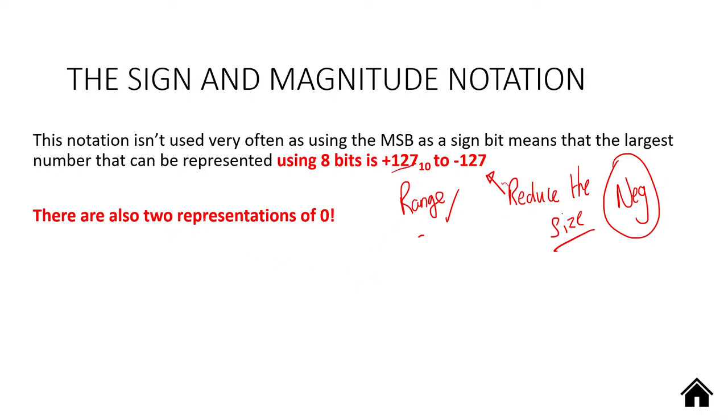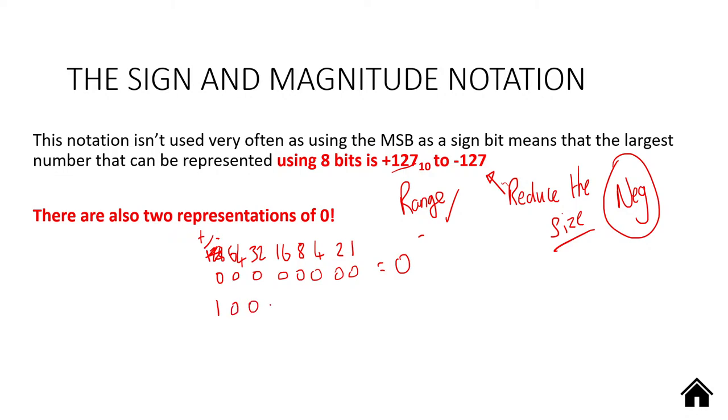Also, another negative is there are two representations of zero. What are you talking about, John? There you go. How about that? What's this? Zero, zero, zero, zero, zero, zero, zero, zero. What's that? That's zero, isn't it? Sign and magnitude: the most significant bit becomes a plus or a minus.